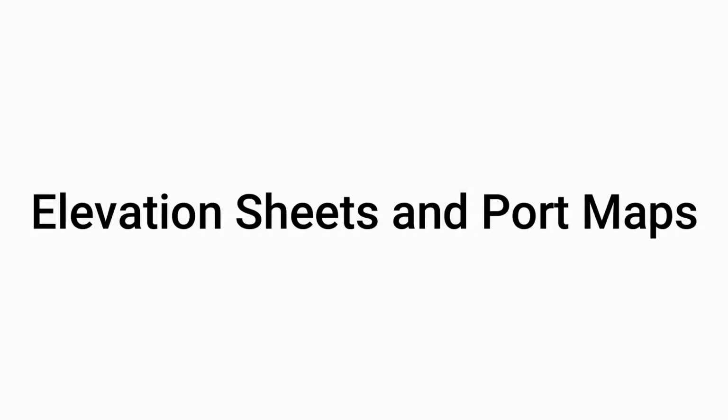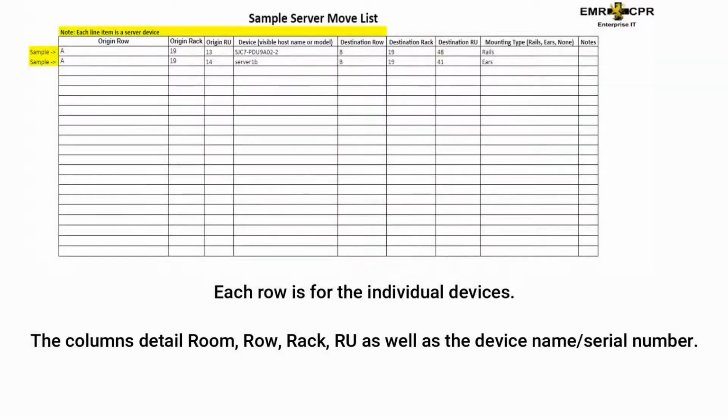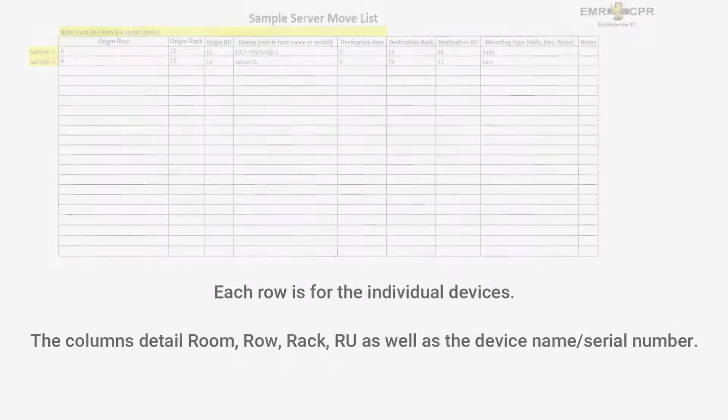Now that you know how servers are located in a data center using the room, row, rack, and RU, being able to read elevation sheets and port maps is how individual servers have their origin and destination locations specified. Just like in desktop relocation where the user has a desk as their origin and destination. This is a sample of what an elevation sheet will look like. Each row is for the individual devices that are moving and the columns detail the locations as well as the device name or serial number.